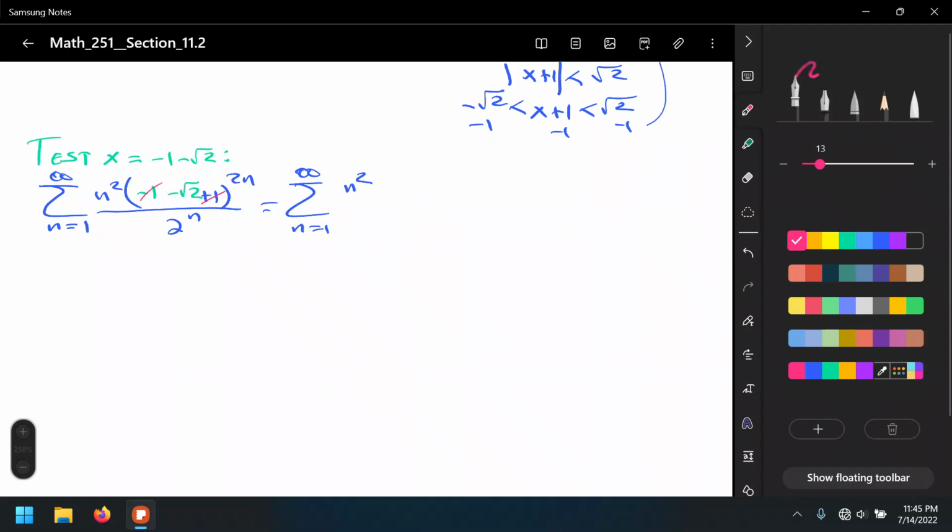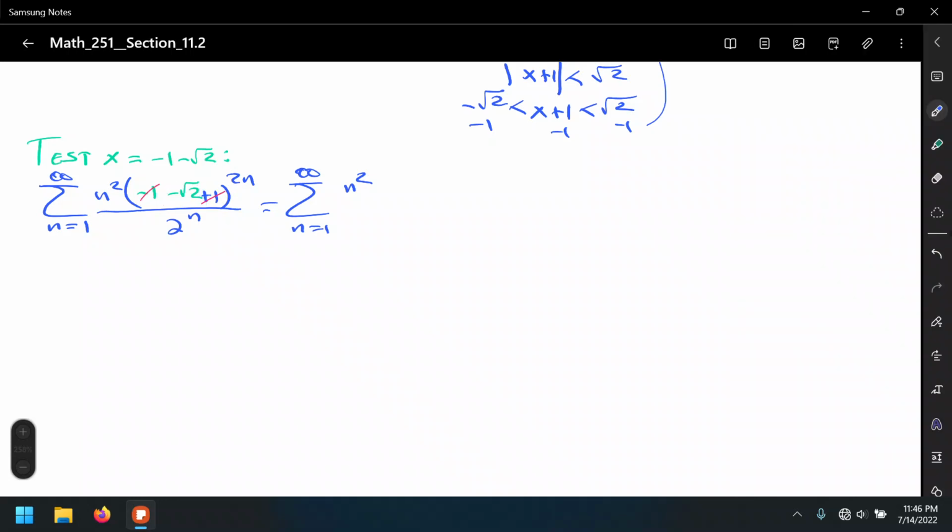It's a different color for contrast. And we're going to be left with, well, actually, yeah, that's fine. So that's negative, be careful here, negative square root of 2 raised to the 2n over 2 to the n. Alright, so we need to be very careful when simplifying this quantity.